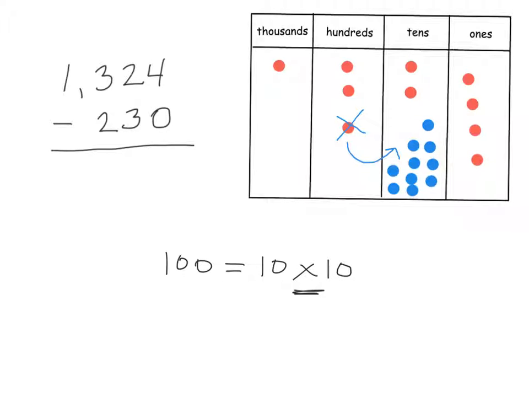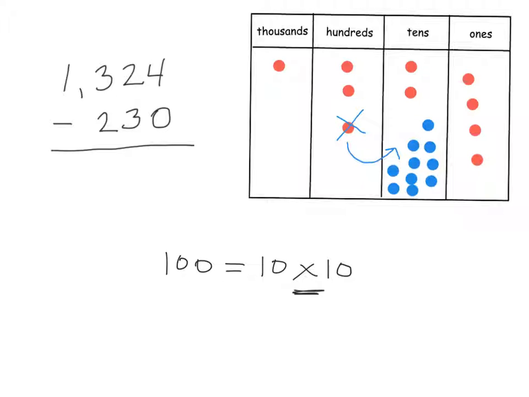So here's 1,000, 1,100, 1,200, 1,210, 1,220, 1,230, and so on up to 1,300, 1,310, 1,320, 1,321, 1,322, 1,323, 1,324. So I know that the number is still the same. I've just moved over 100 into 10 tens in the tens column.